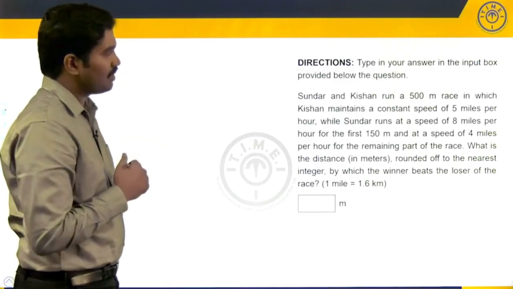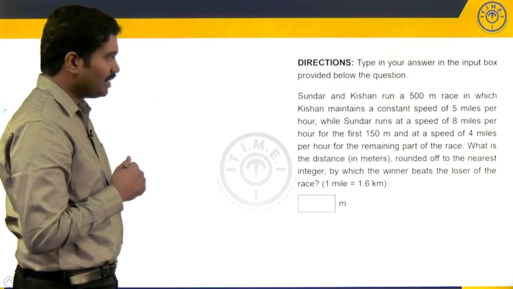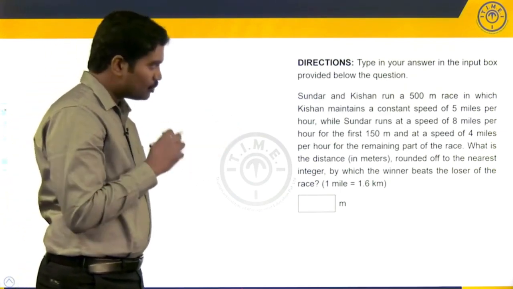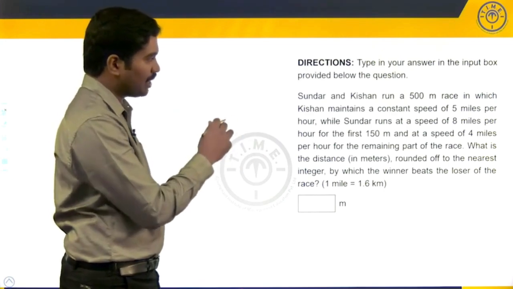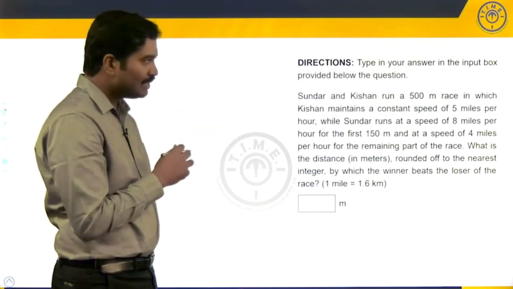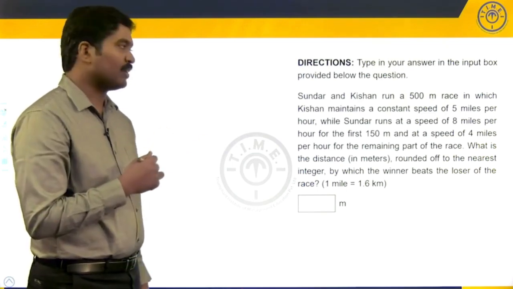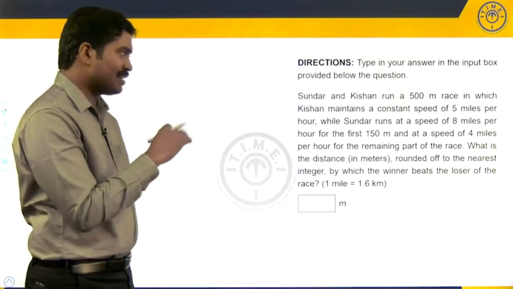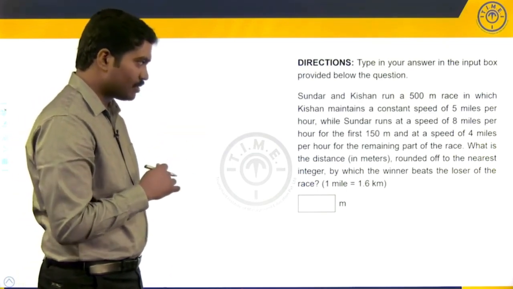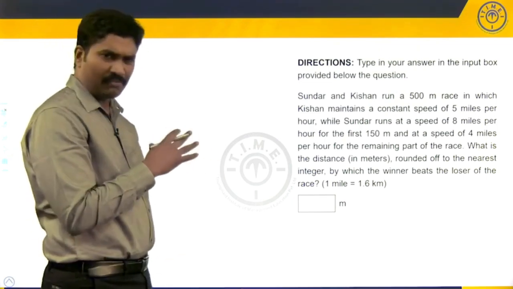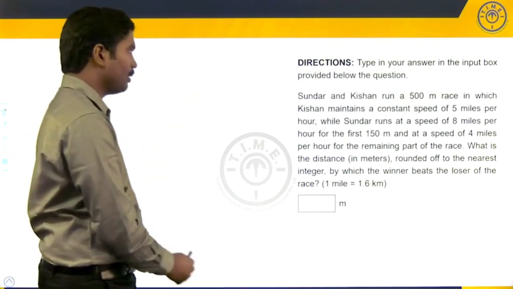Sundar and Kishan run a 500-meter race in which Kishan maintains 5 miles per hour throughout, while Sundar runs at 8 miles per hour for the first 150 meters and then at a speed of 4 miles per hour for the remaining part of the race. What is the distance, rounded off to the nearest integer, by which the winner beats the loser of the race? First of all, we'll try to understand how things are working out.